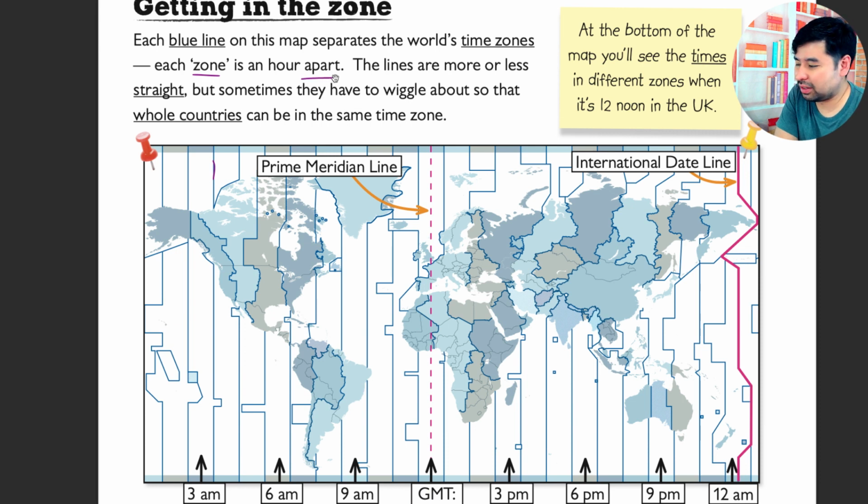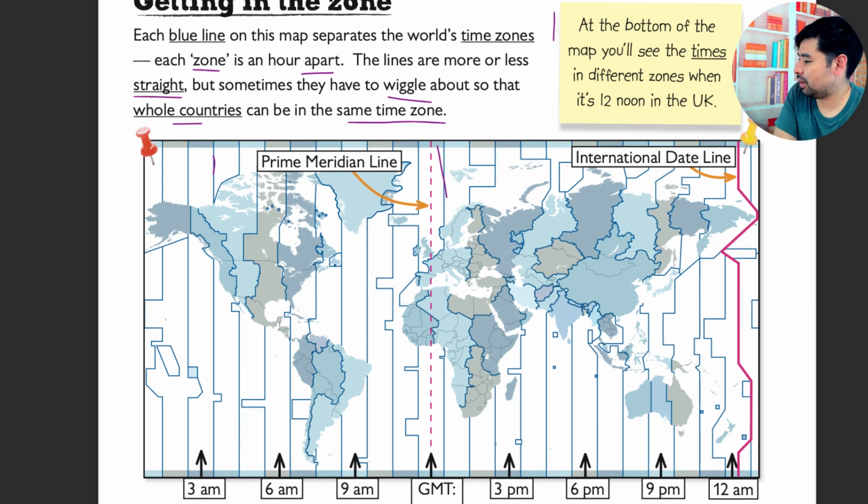Is 1 hour? Yeah, there is a difference of 1 hour. The lines are more or less straight. I mean, like that, like straight. But sometimes they have to wiggle, yeah, to bend a little bit, so that whole countries can be in the same time zone, okay. And take a look here next to my head. Can you see that? Okay. So there is a sentence here, at the bottom of the map here, right?